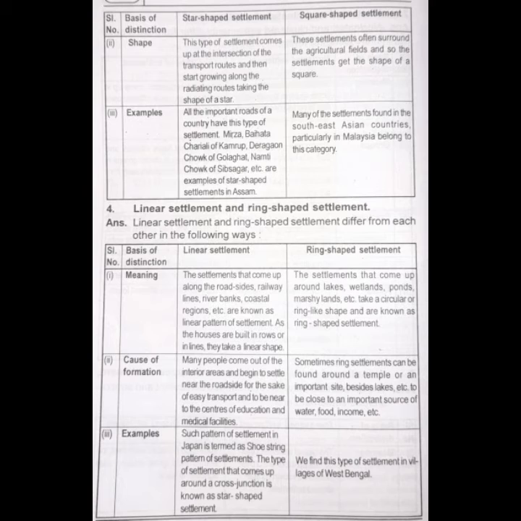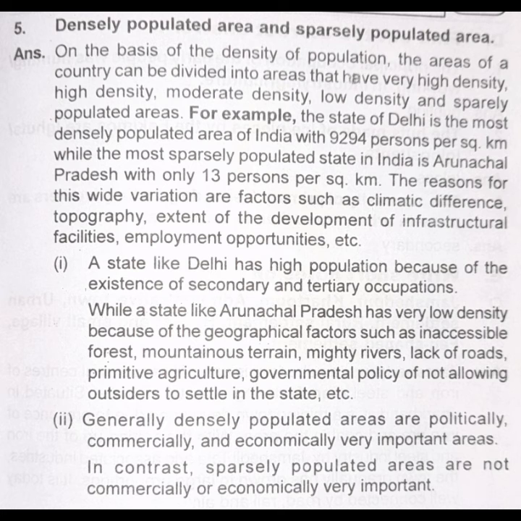So next is on the basis of examples. In linear settlement, such a pattern of settlement in Japan is termed as shoestring pattern of settlements. And in ring-shaped settlement, we find that this type of settlement prevails in the villages of West Bengal.